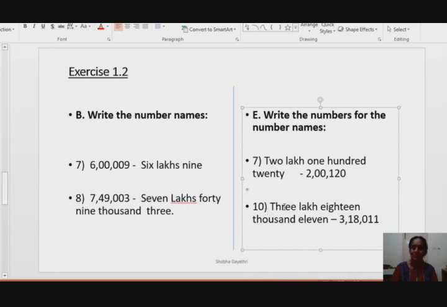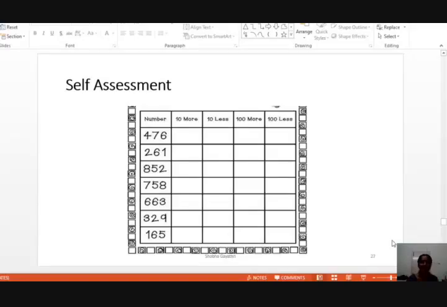Here next question, 10th question is 3,18,011. Write 3 and instead of lakh, insert a comma. Write 18, thousands period over, insert a comma, then 11. The hundreds place is silent here. So write 0 for the hundreds place. Write 11. Hope you are clear in place values of 6-digit numbers.